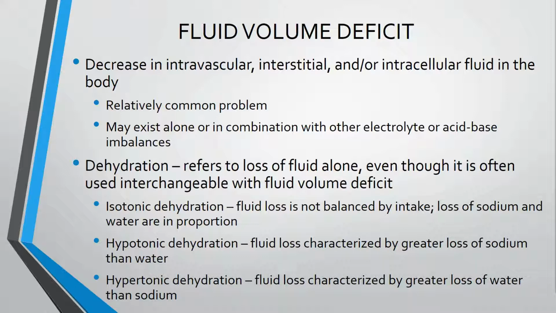So some are actual true deficits and some are relative deficits. You don't need to memorize isotonic versus hypotonic versus hypertonic dehydration, but I want you to understand what they are. So isotonic dehydration is a true deficit. So our fluid loss is not balanced by intake, and the losses of sodium and water are in proportion. So this is the type of dehydration that's commonly manifested through vomiting and diarrhea.